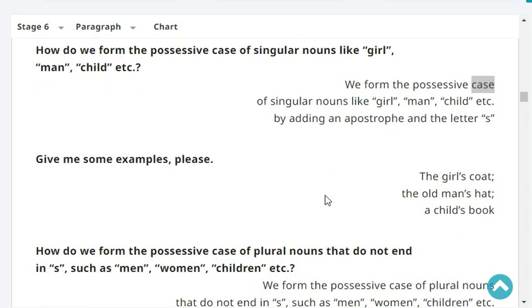Give me some examples, please. The girl's coat, the old man's hat, a child's book. Very good.